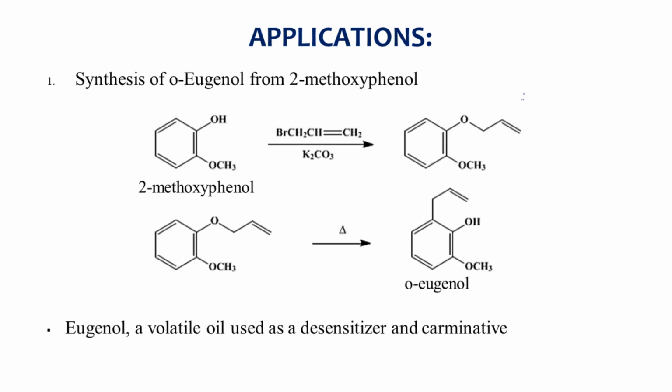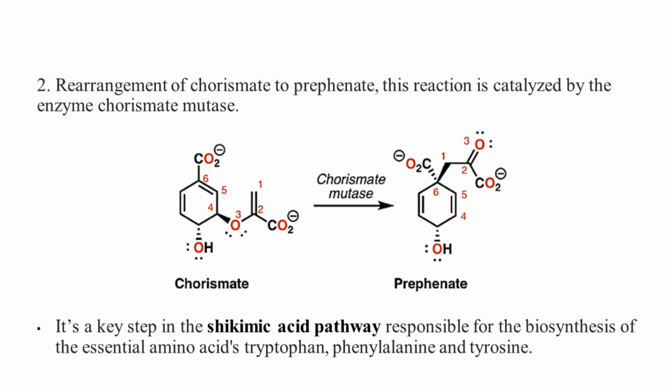The Claisen rearrangement is used in the synthesis of ortho-eugenol from 2-methoxyphenol. Eugenol is a volatile oil used as a desensitizer and carminative. The rearrangement of chorismate to prephenate is catalyzed by the enzyme chorismate mutase. This reaction is a key step in the shikimic acid pathway, essential for the biosynthesis of tryptophan, phenylalanine, and tyrosine.